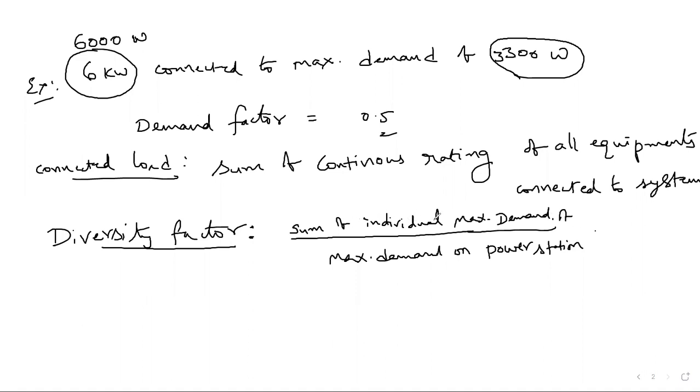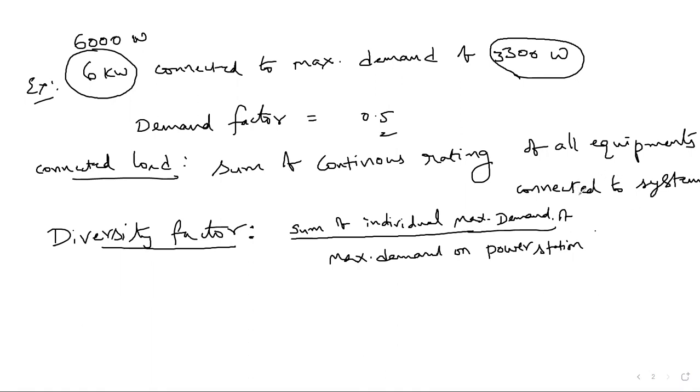In a complete power station we are having around 4 to 5 units, right? So each unit will be having its own maximum demand, right? The sum of all the maximum demands of the individual subdivisions of the system should be divided by the complete maximum demand of the entire power station. Right, try to understand, very important. Demand factor and diversity factor both are opposite in nature.